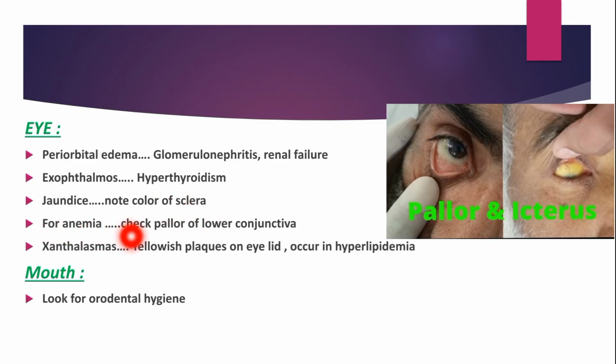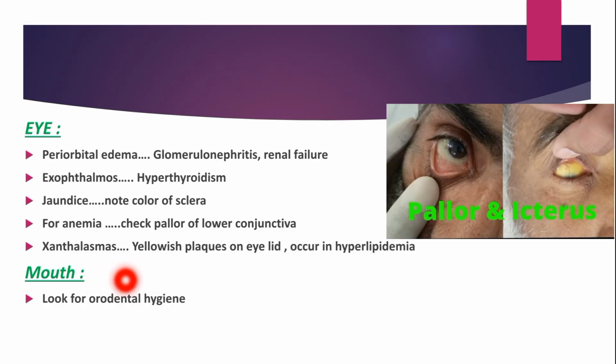Anemia, check the pallor of the lower conjunctiva, because in anemia the lower conjunctiva becomes pale in color, whereas in jaundice the sclera, which is the whitish part of the eye, becomes yellowish in color. And similarly also look for the xanthelasmas, which are the yellowish plaques present on the eyelid, and they occur in hyperlipidemia. Next one is the changes in the mouth.